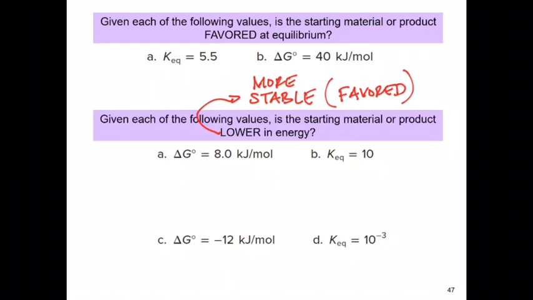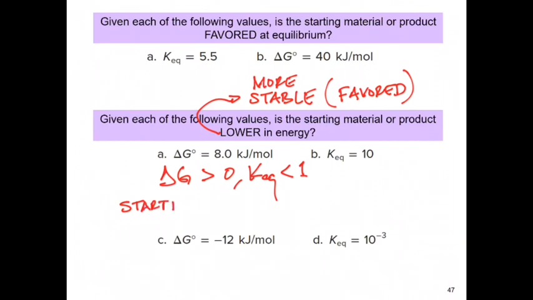So for the first one here, we have a positive delta G value. So that tells us that delta G is greater than 0, which means that KEQ must be less than 1. So if KEQ is less than 1, then the starting materials or the reactants are favored. And if the starting materials are favored, then that means they are lower in energy.